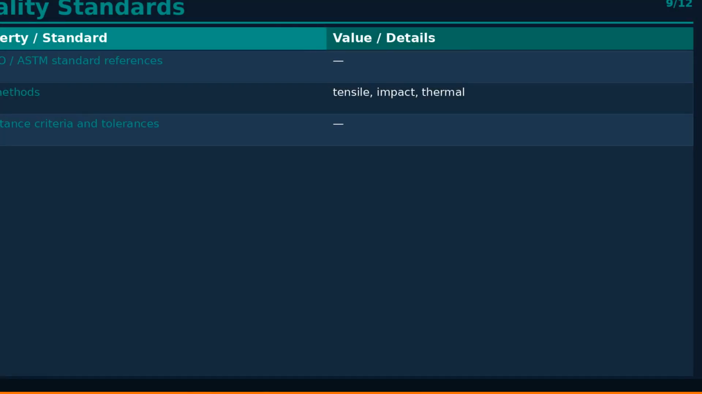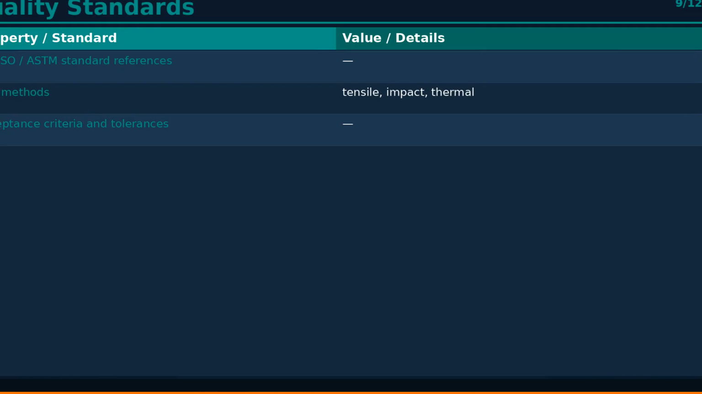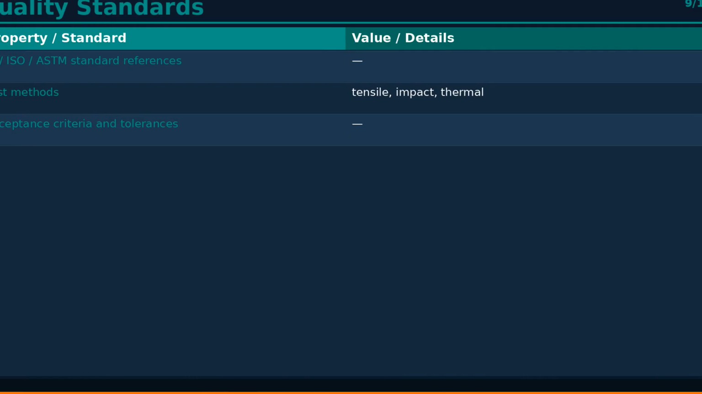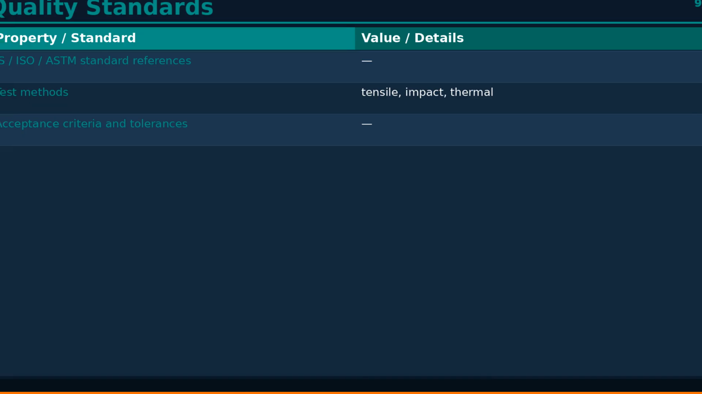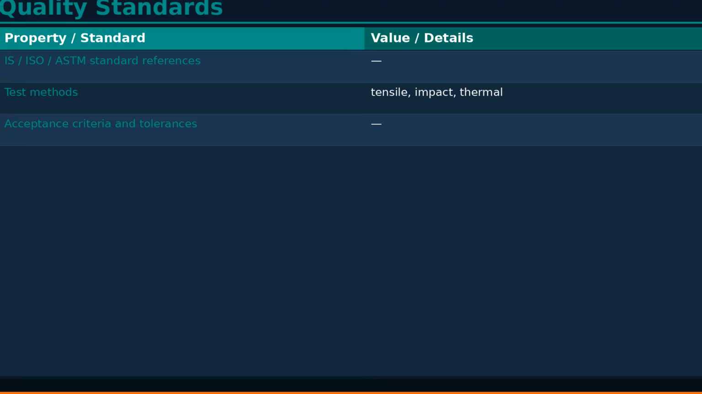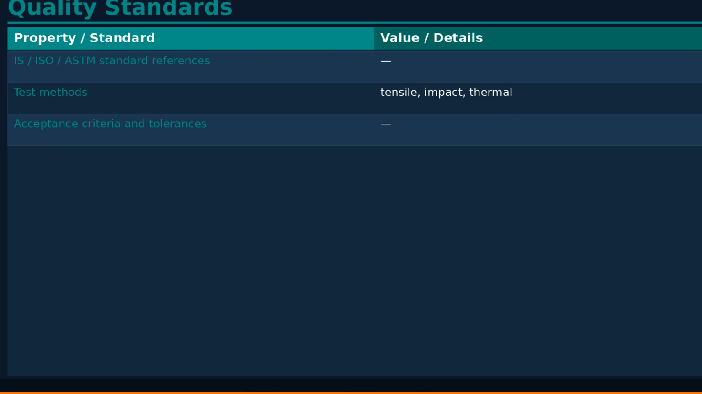Quality standards for Introduction to Polymers and their classification are defined by ISO and ASTM specifications. Testing methods cover tensile strength, impact resistance, and thermal performance. Acceptance criteria set the minimum performance thresholds for commercial products.